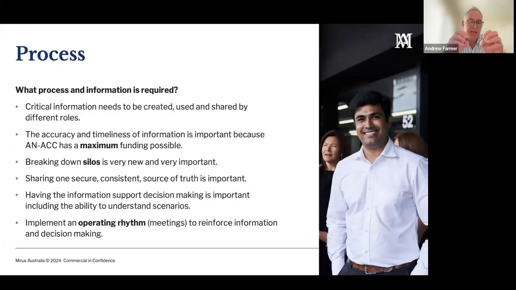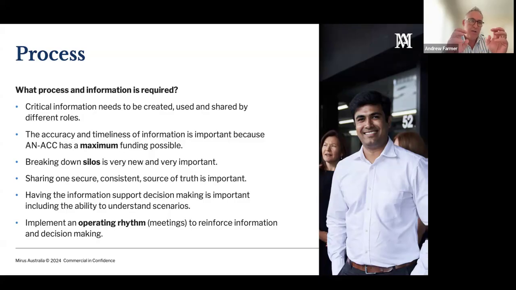The process is really about information, and this is really one of the big changes with ACFI over AN-ACC, is that the information before, like I said before, was siloed. It didn't need to flow. Now more than ever, the information needs to be shared, and it needs to be transparent, and it needs to be accurate, and it needs to be safe. So this critical information needs to be created, used, and shared by these different roles. And so that is the most important part of the process.